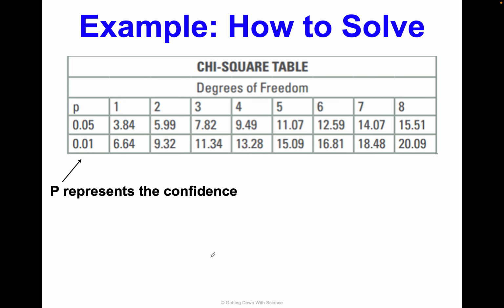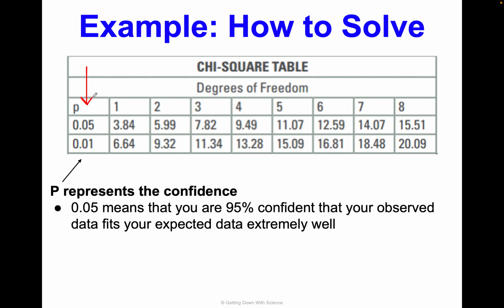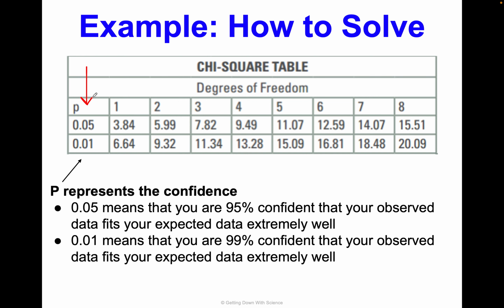So how do we solve this? The P over here represents confidence levels, right? How confident are you that this is the data that we're seeing? This is the reason why scientists are never 100% certain on anything. Statistically speaking, we cannot be. So 0.05 means that you're 95% confident that your observed data fits your expected data extremely well. 0.01 means that you're 99% confident that your observed data fits the expected data extremely well.